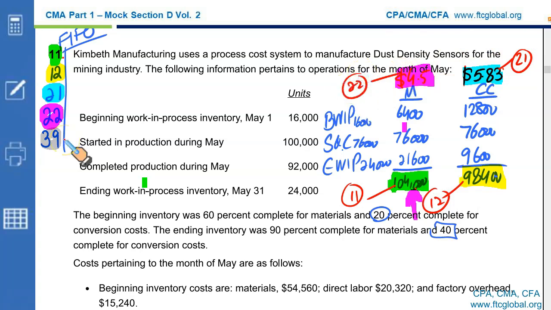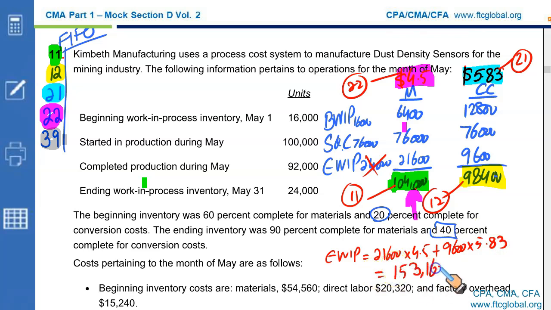This is the valuation of your ending work in process. It's fairly straightforward. In order to value your ending work in process, what we have is 24,000 units. Remember, for valuation of your ending work in process, you will take the EUPs, not the actual units. Remember, 21,600 EUPs of material to be valued at the rate of 4.5, plus 9,600 EUPs of conversion cost to be valued at the rate of 5.833. So if you do the simple maths, it will give you 153,168. That would be the answer to question number 39.